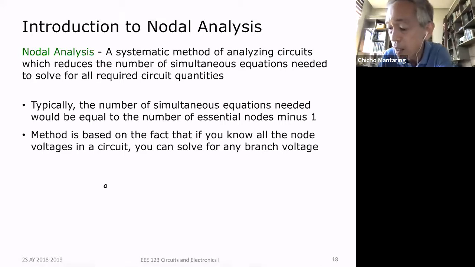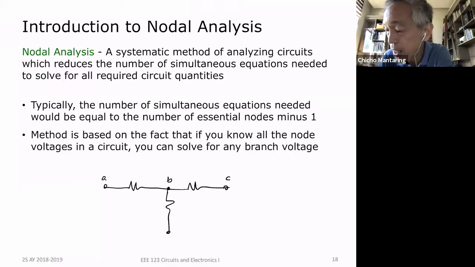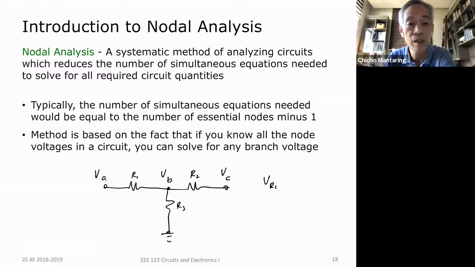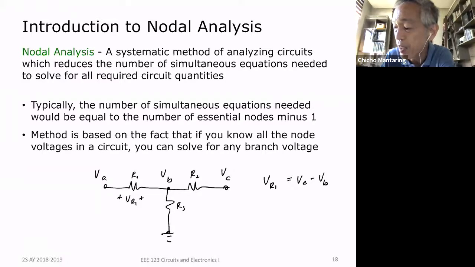I'll just give an example. So let's say I have this circuit. Let's say this is A, this is B, this is C, and then this is my reference. Okay. If I know the node voltages, if I know VA, and I know VB, and I know VC, okay, then I can solve for, let's say this is R1, no? And this is R2, and this is R3. I can solve for VR1. If I assume that VR1 has this polarity, what is VR1? VR1 is VA minus VB. Okay, if this is VR2, I can solve for VR2, which is VB minus VC. And VR3 is just equal to VB.